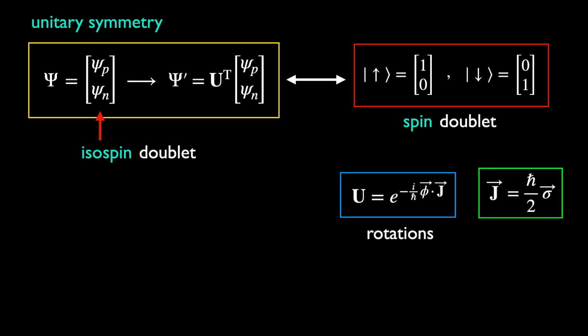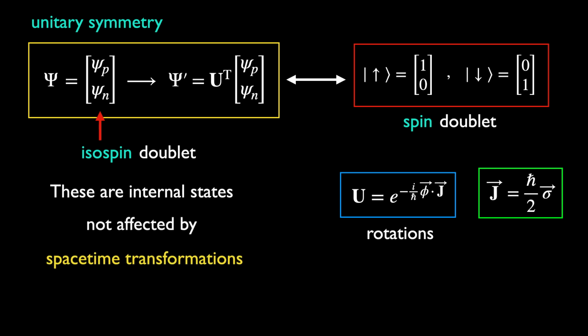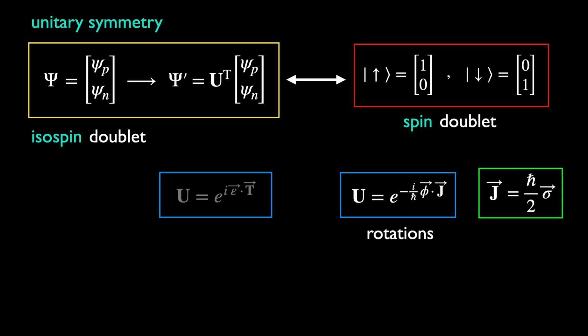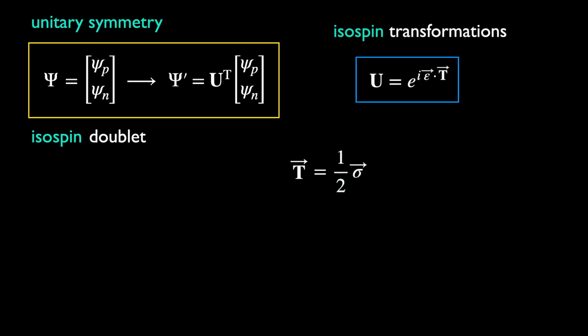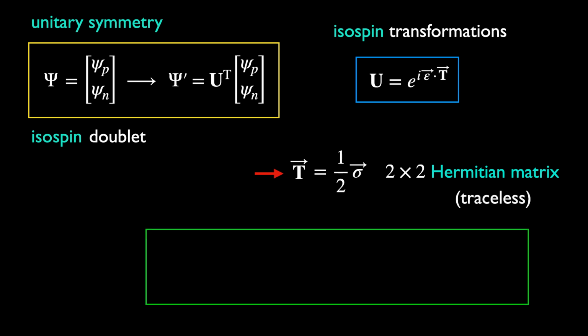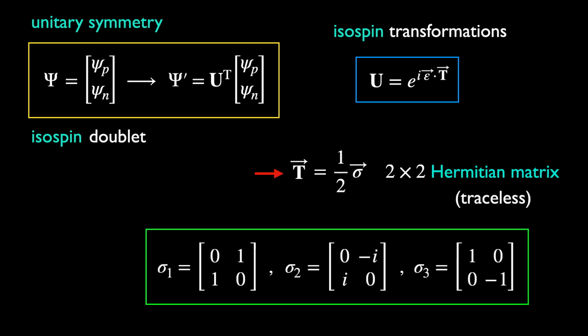For the present case, we are only interested in the transformations of the internal states of a particle that are unaffected by space-time transformations, unlike the spin states. For our case, the transformations are known as isospin transformations. Notice that the generators are not only Hermitian, but traceless. Let's see what are the implications of this.